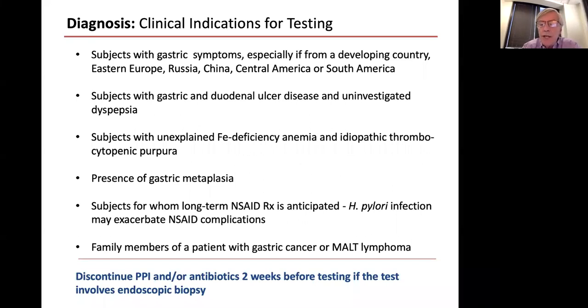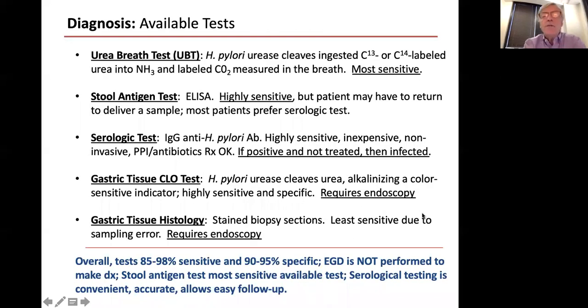It's been suggested in a number of studies that one should discontinue PPI therapy and/or antibiotics about 14 days before testing if the test involves endoscopic biopsy. So what are the available tests? Well, probably the best test is the urea breath test. So H. pylori urease cleaves ingested C13 or C14 labeled urea into ammonium and labeled carbon dioxide, which is then measured in the breath. This is clearly the most sensitive test.